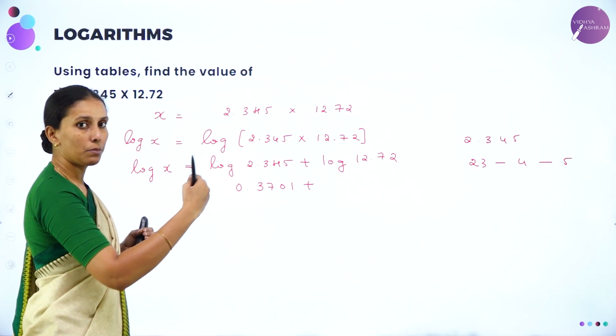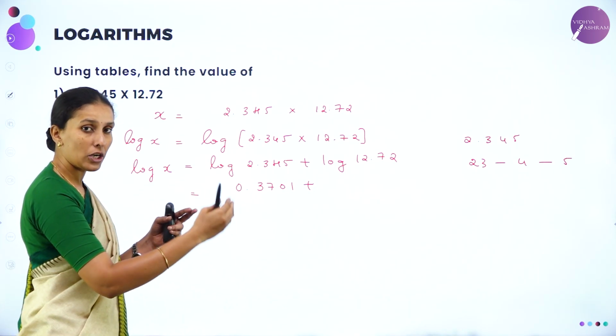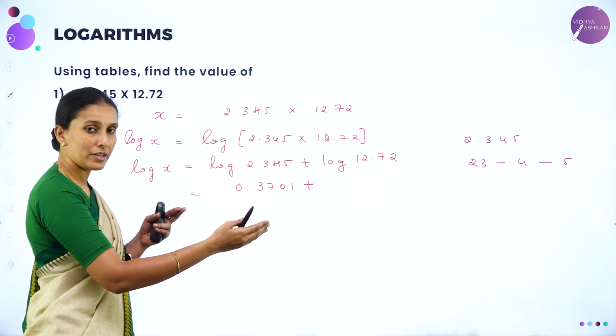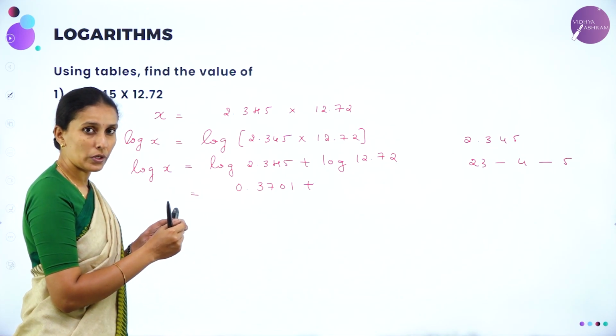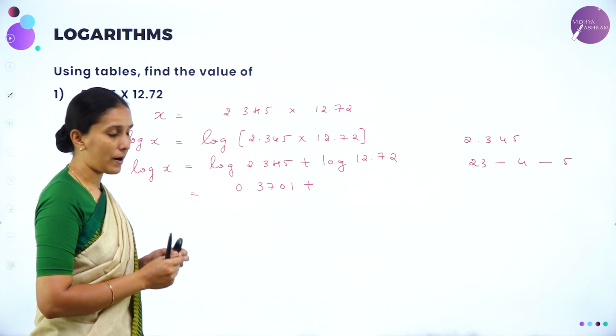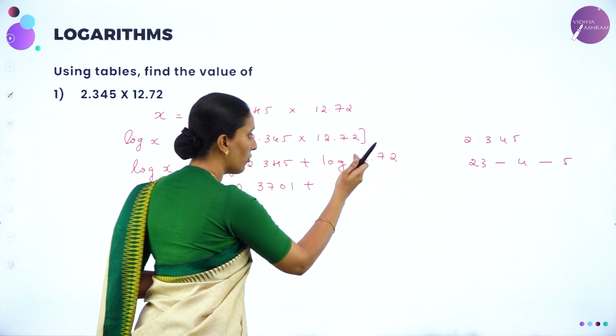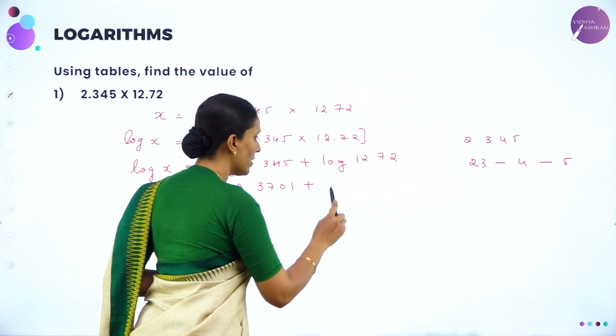Similarly, if you find the log of 12.72, that means you need to move towards a row containing 12. Then further move towards the column headed by 7. Note the number. Move towards the column headed by 2 in the mean difference. Note the number. Add those two numbers. You will get the mantissa part. To decide the characteristic here, we know there are 2 digits before decimal. So 2 minus 1 is 1.